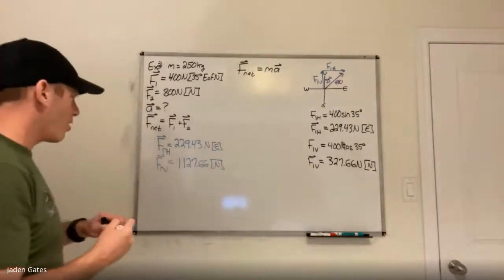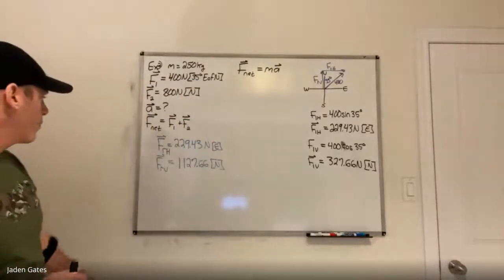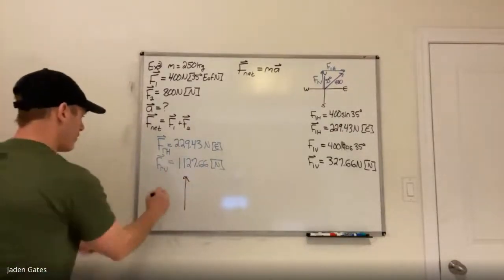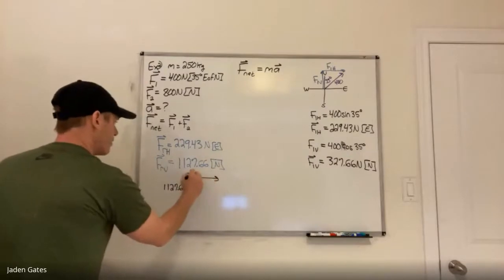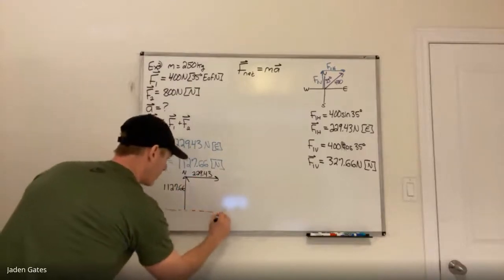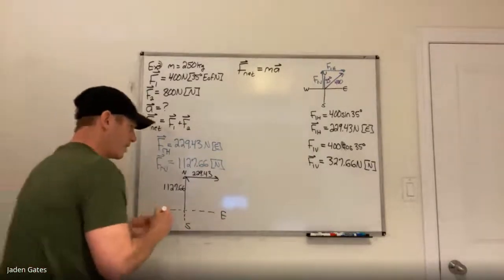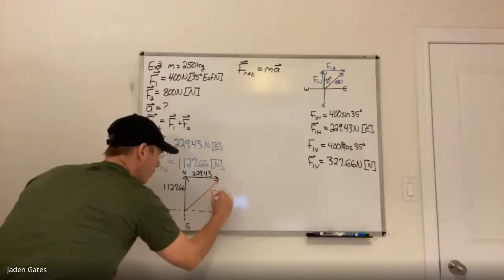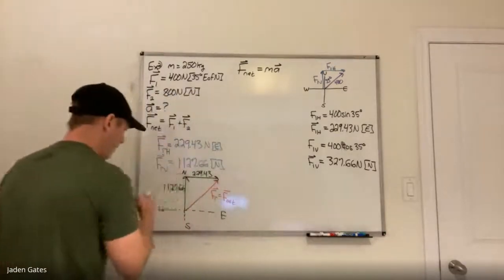All right, so now for my resultant, which again is my net force, I'm going to draw a triangle here. Right, so up I go, north of 1,127.66. Then I go over to the east, 229.43. All right, so there's north, east, south down here, west, just for reference. Our resultant, there it is. F of R, or again, could be F of net. Take your pick. All right, now, I need this angle.